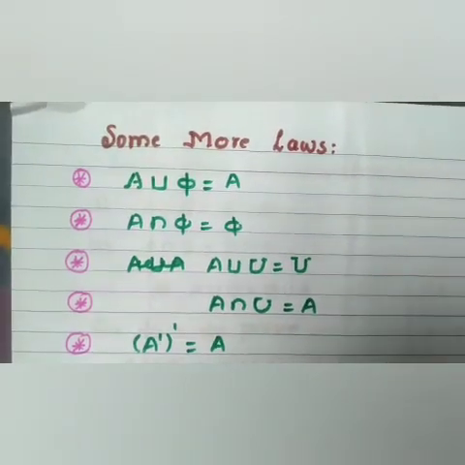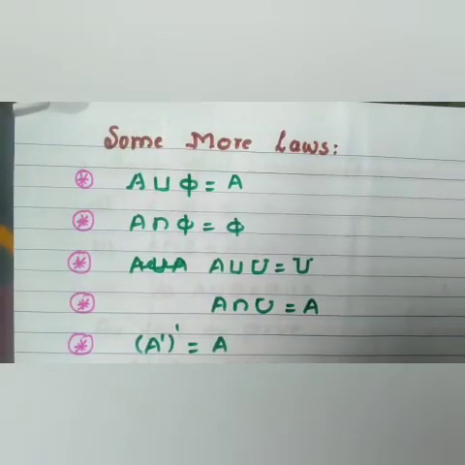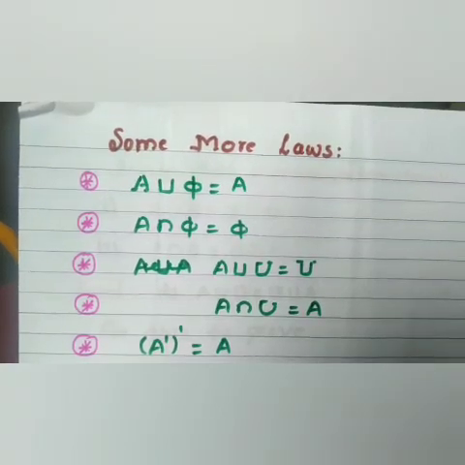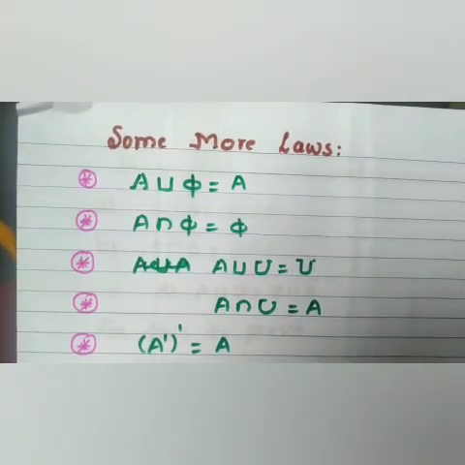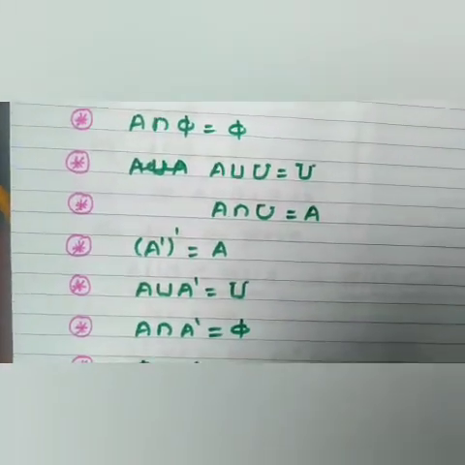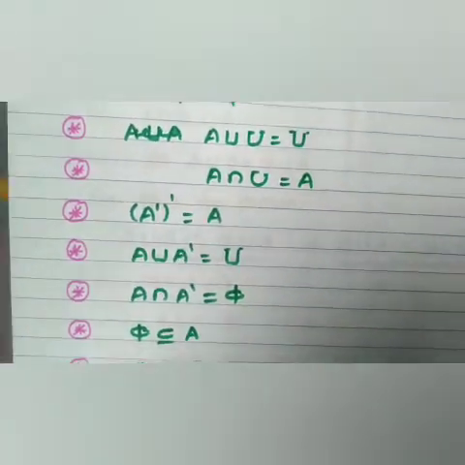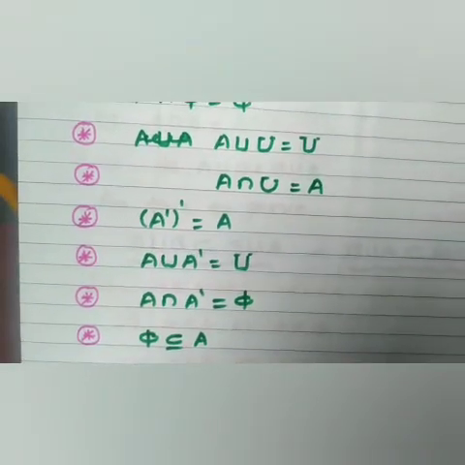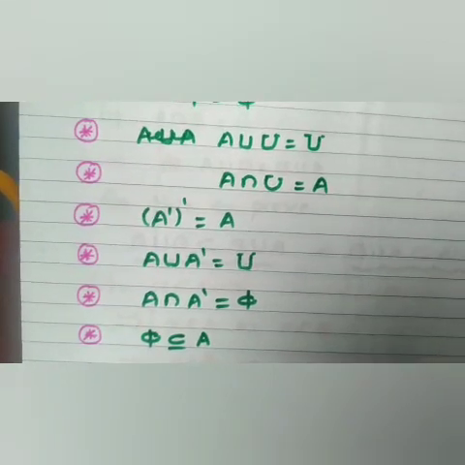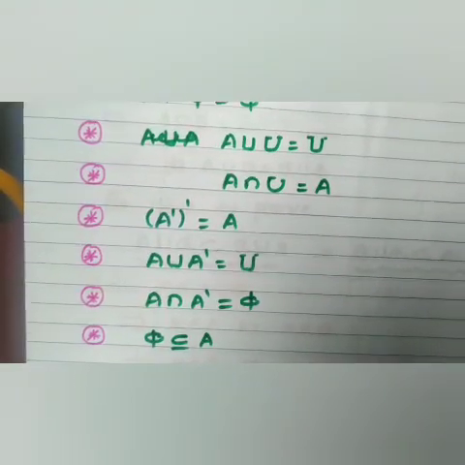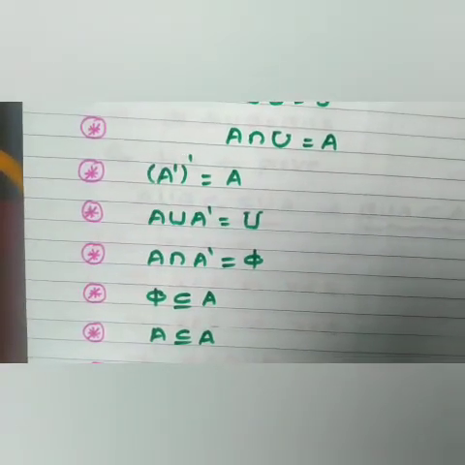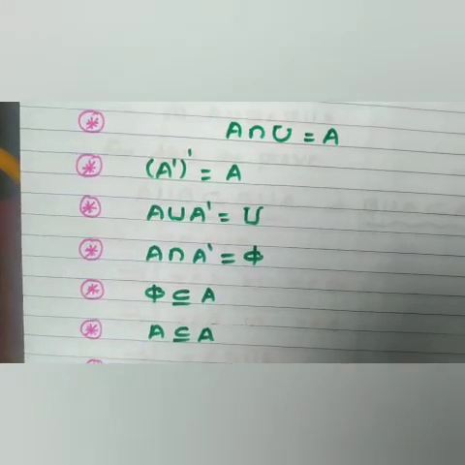Then consider A union U, the universal set. A union U, U is the big set, therefore it is U. A intersection U is A, because the common elements of A and U is A itself. Next, the complement set. A dash of dash itself is A. And A union A dash, we get the universal set U. And A intersection A dash, we get the disjoint set, empty. A intersection A dash has no common element between A and A dash, therefore it is empty.